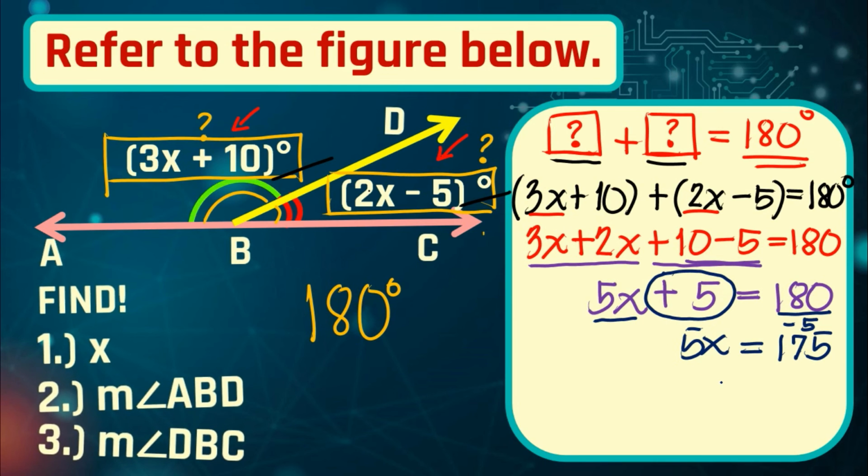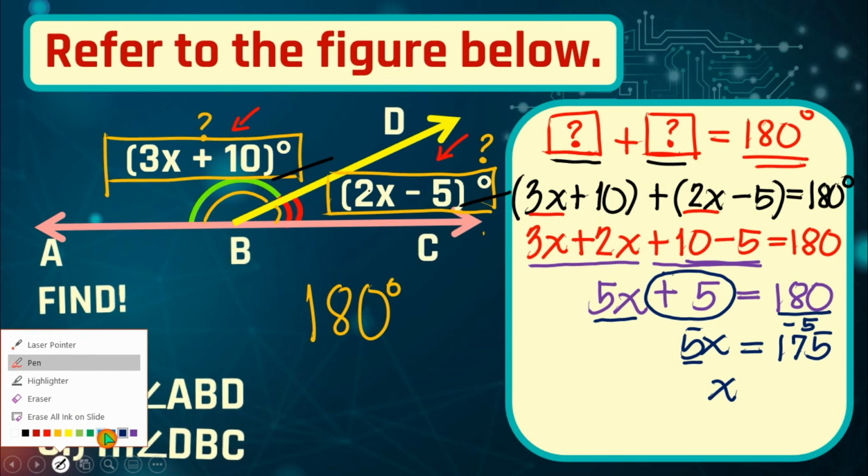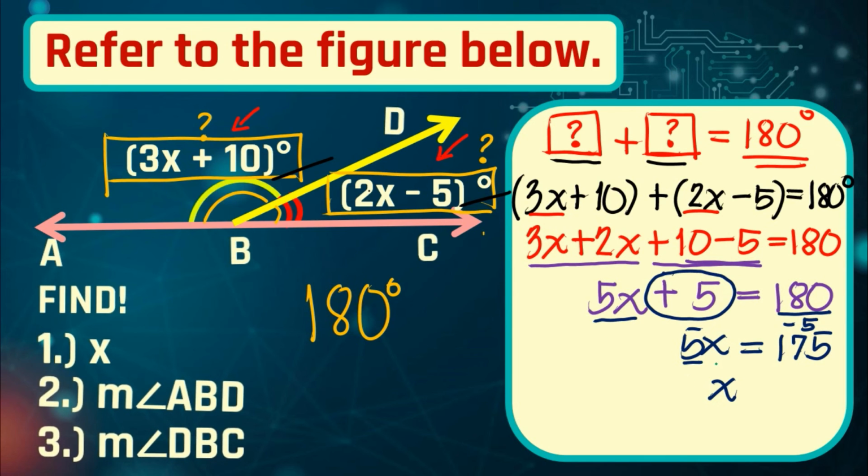Then, our target is to find the value of x, right? So, to remove 5, what property are we going to apply? We may apply multiplication, but we may also apply division property of equality. So, divide by 5, and divide by 5. So, x equals what? Using your calculator, can you please solve 175 divided by 5? 17 divided by 5 is 3. Now, you are left with 25 divided by 5 is 5.